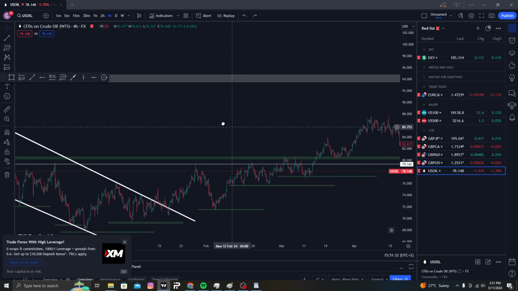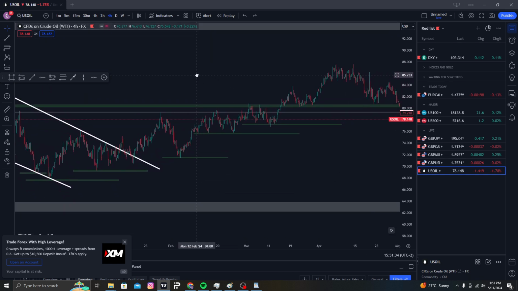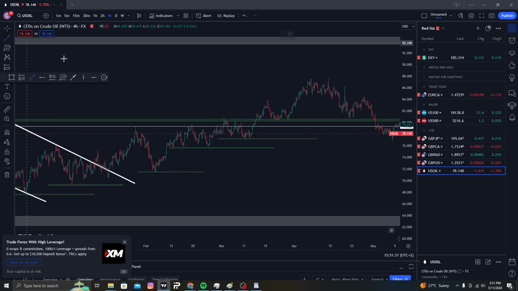Man, the market is acting weird. Network, bruh. It's not my network because my network is proper. I believe it's TradingView. It's fixing something.